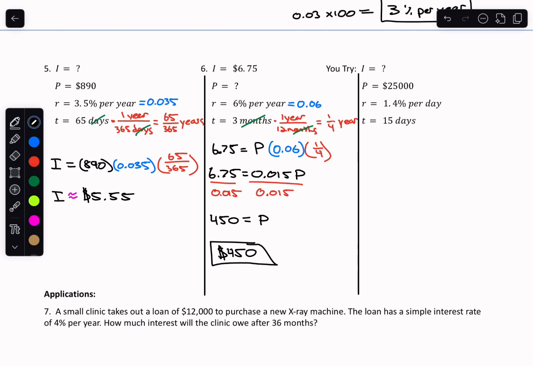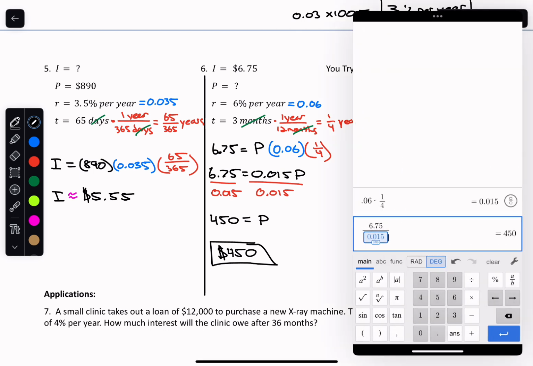So in this case, we don't have to do anything fancy. We're just going to set it up as interest equals our principal multiplied by our interest rate, which I just need to turn into a decimal, so 0.014, and then multiplied by our time, which is 15 days. So we can go ahead and plug this straight into the calculator.